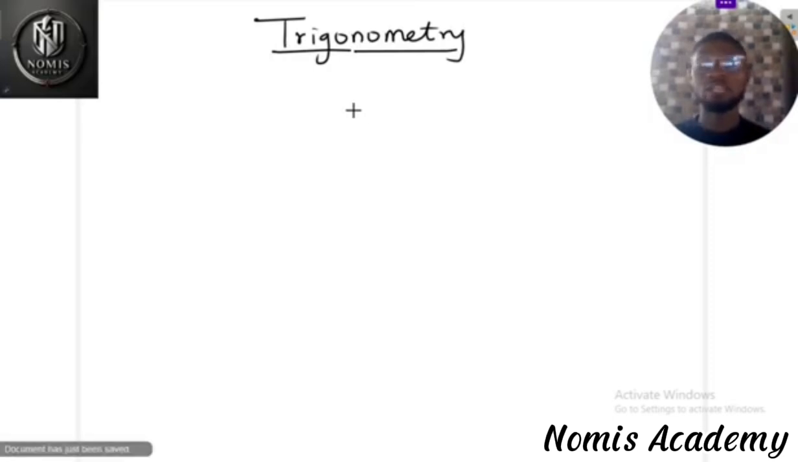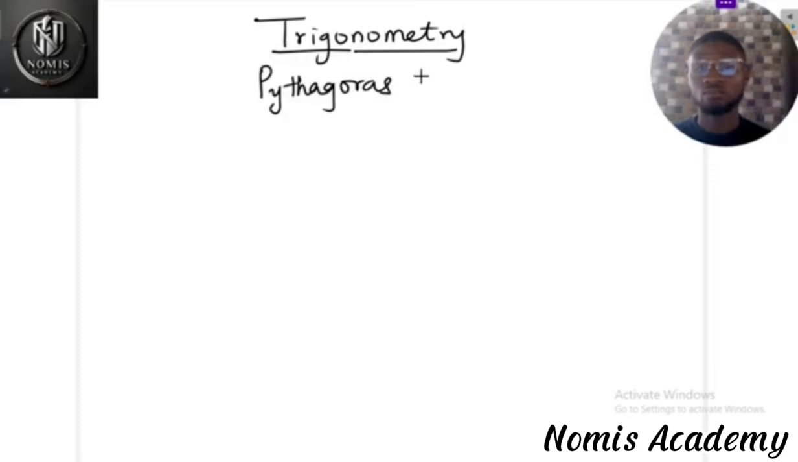Let's begin by learning Pythagoras theorem. The first thing we're going to do in learning trigonometry is to have an underlying knowledge of Pythagoras theorem. So what is Pythagoras theorem? Pythagoras theorem states that the hypotenuse squared of a right angled triangle is equal to the opposite plus the adjacent squared of the same triangle.